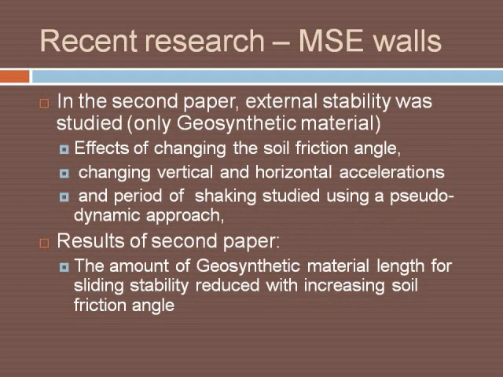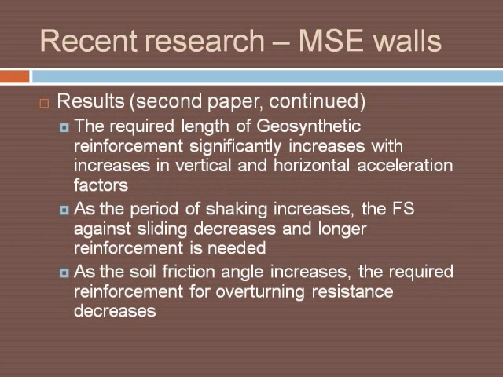In the second paper, external stability was studied using geosynthetic material, using a pseudo-dynamic approach. They changed vertical and horizontal accelerations, and they changed the soil friction angle. One of the results was that the material length for sliding stability reduced with increasing friction angle. Other results found from the second paper were that the required length of geosynthetic reinforcement significantly increases with increases in vertical and horizontal acceleration factors.